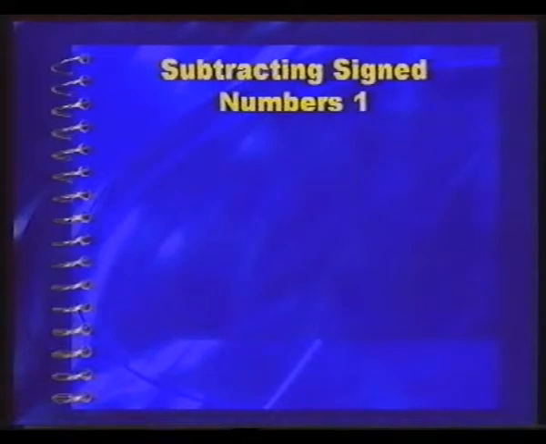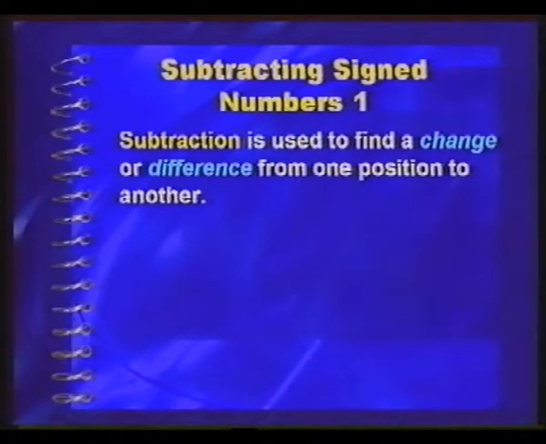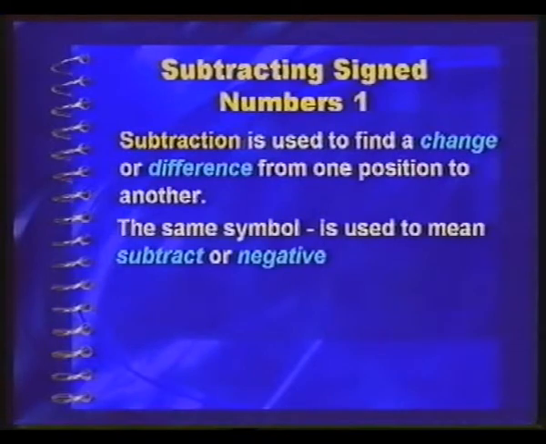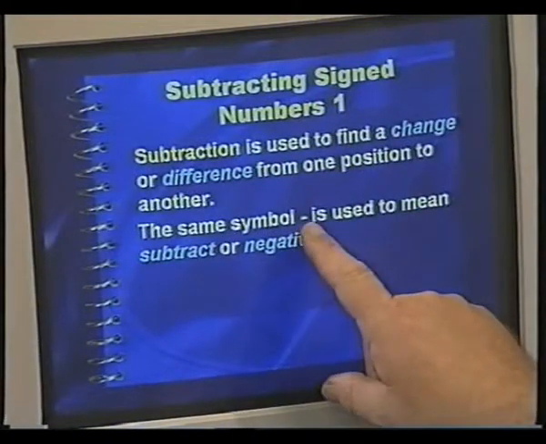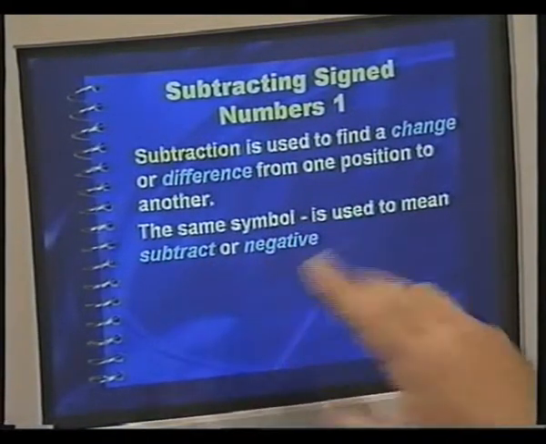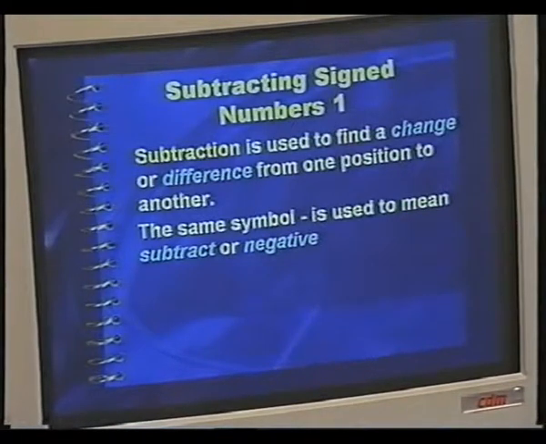Now, there is a rule, of course, for subtracting signed numbers as well, and that's what we're going to talk about now. Let's have a look at an illustration example. Subtraction is really taking or finding the difference between two numbers, to find the change from one to the other. That's another word for subtraction. And again, as with the positive sign, the negative sign is also used for negative. So that sign stands for subtract and negative. That makes it a little bit difficult sometimes.